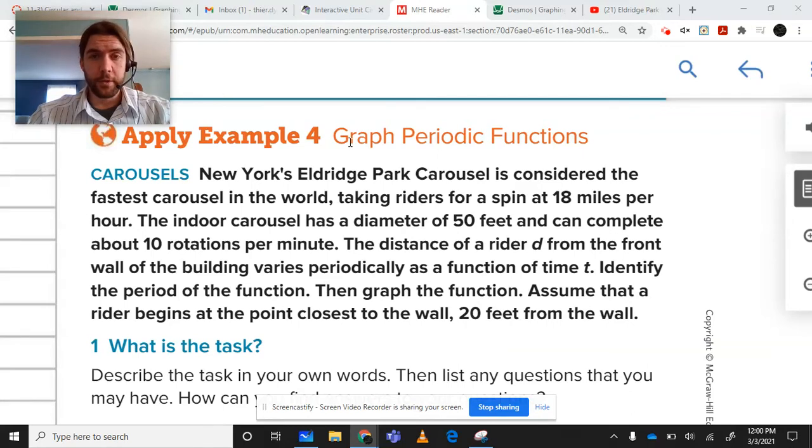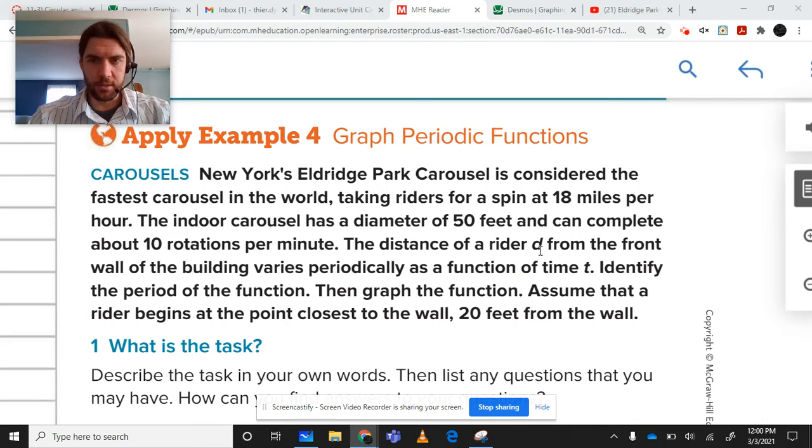Okay, example number 4 here is going to have us trying to graph a periodic function. So they give us this situation. New York's Eldridge Park Carousel is considered the fastest carousel in the world, taking riders for a spin at 18 miles per hour. The indoor carousel has a diameter of 50 feet and can complete about 10 rotations per minute. Okay, so 60 seconds in a minute. Sounds like we're doing about one rotation every 6 seconds to make that happen.